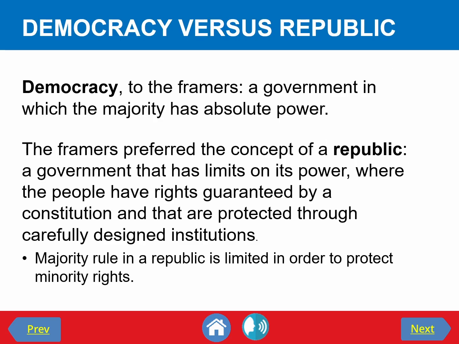To the framers, democracy was a form of government in which the majority has absolute power, or, as Jefferson so eloquently described it, a system where 51% of the people are allowed to trample on the rights of the other 49%. This idea scared the Founding Fathers, and rightfully so. Instead, the framers preferred the concept of a republic, a government that has limits on its power, where the people have rights guaranteed by a constitution and that are protected through carefully designed institutions. While the people do have a level of popular sovereignty through a system of elections, majority rule in a republic is limited in order to protect minority rights.